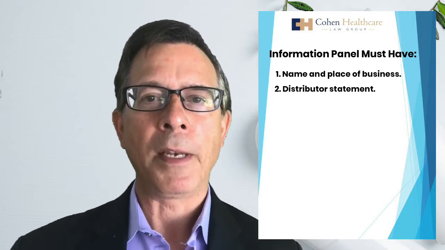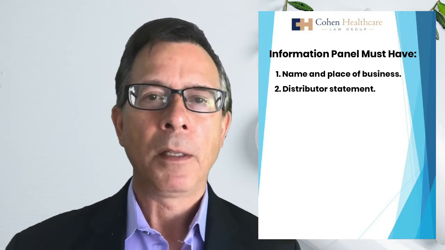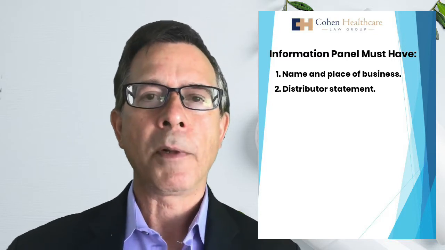On the information panel, you must have the following information. One, name and place of business. Now, this may be the manufacturer, could be the packer, the distributor, and the information must include the street address, city, state, zip code. The rules say you may omit the street address if it's listed in the current city directory or phone directory. Two, distributor statement. If the name and address are not those of the manufacturer, which is often the case, then the label must say manufactured for or distributed by, or similar wording expressing the facts. This has come up a lot with our distributors.